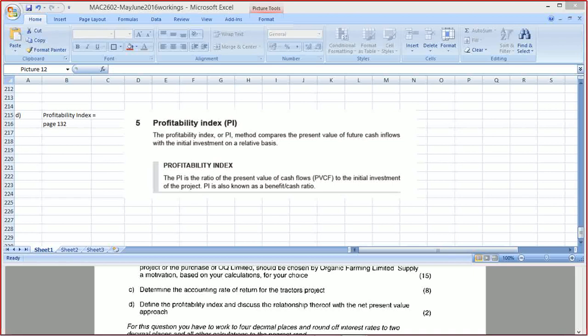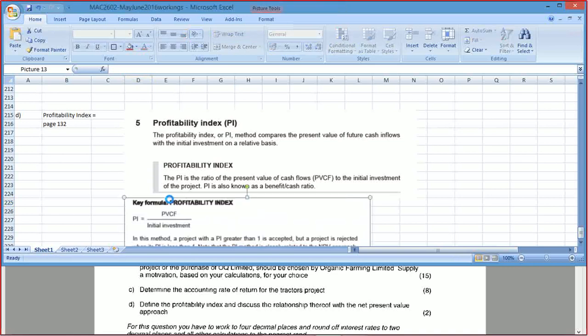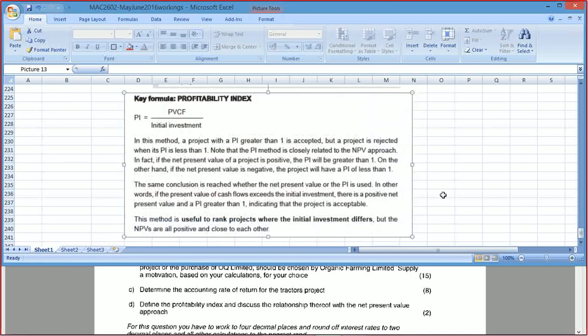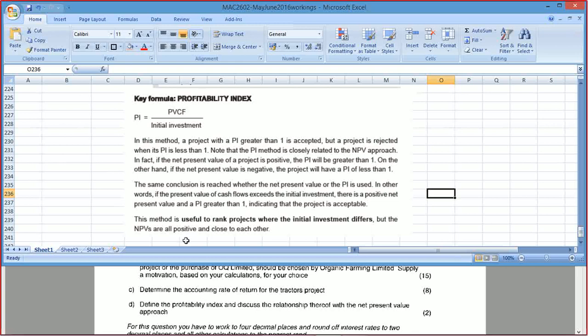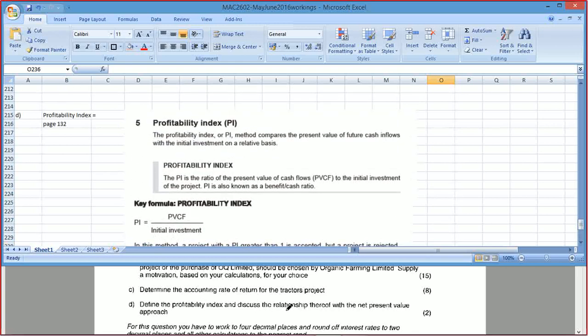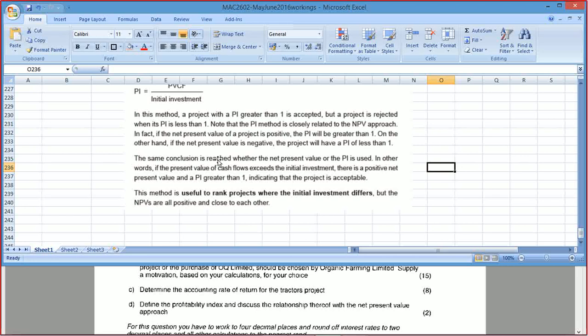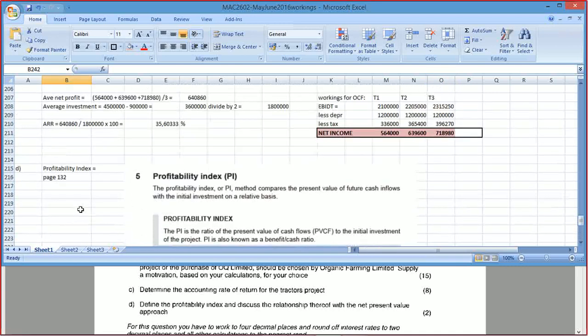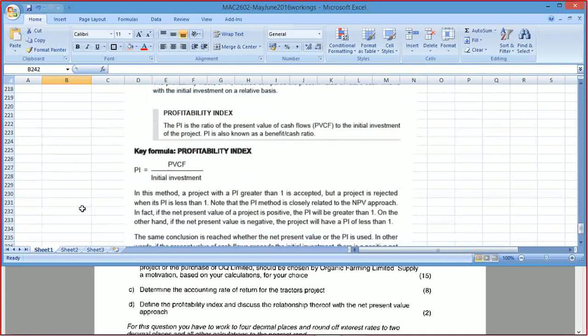And then we need to discuss it in relation to net present value, obviously with the decision criteria. So we need to put that here as well. This bit of theory is important as well, because the question said define the profitability index. So we define it, there's the definition, and discuss the relationship thereof. So there's the relationship in terms of the net present value. Okay. Does that make sense? Yes, sir. Alright, so that was the third question.